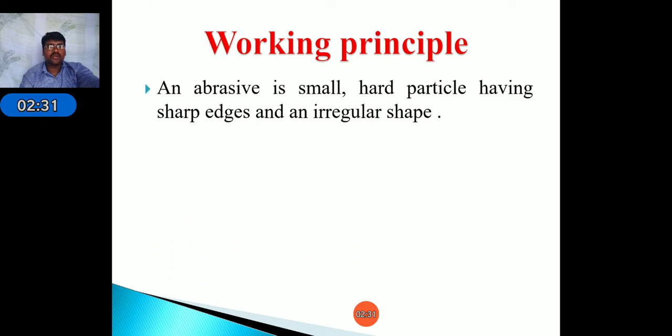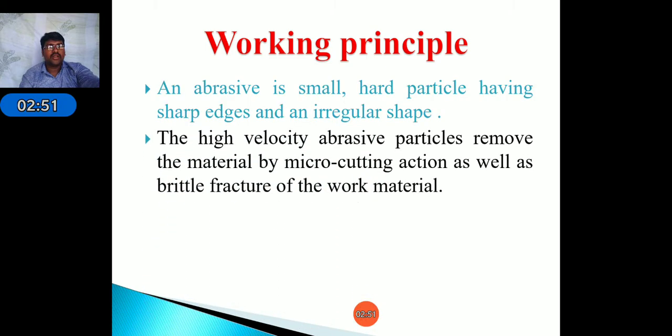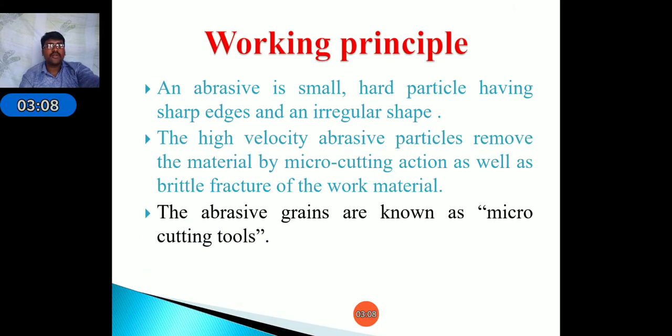Coming to the working principle, an abrasive is a small hard particle having sharp edges and irregular shape, like sand particles. Consider a sand particle having irregular shapes and sharp edges; it is an example of an abrasive particle. Next, the high velocity abrasive particles remove the material by micro cutting action as well as brittle fracture of the work material when hitting the workpiece. The abrasive grains are known as micro cutting tools.